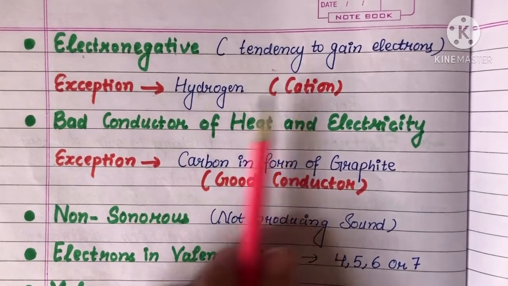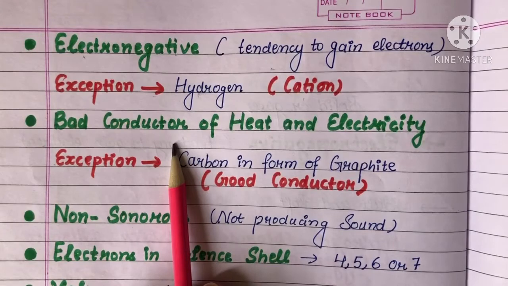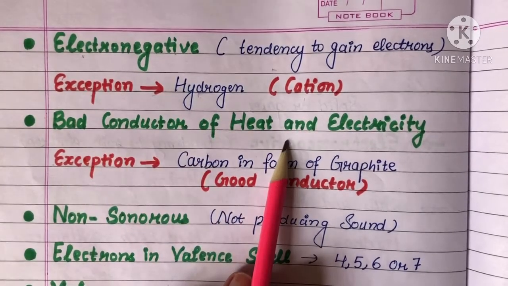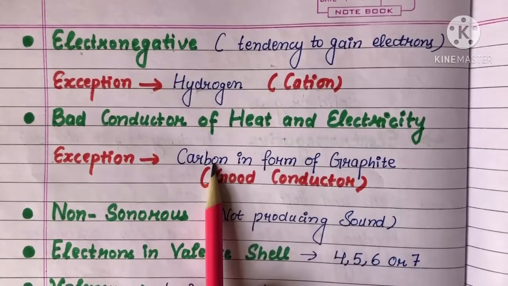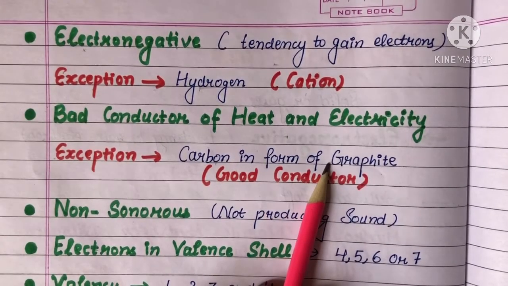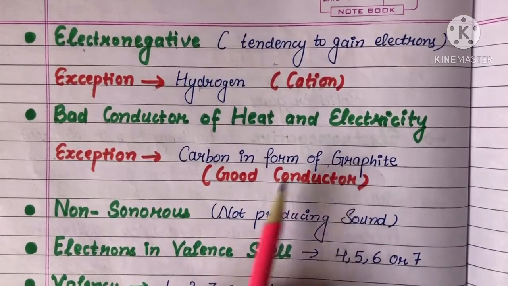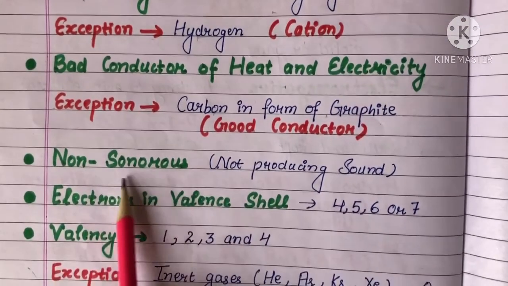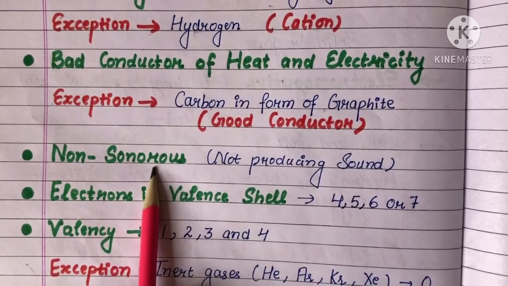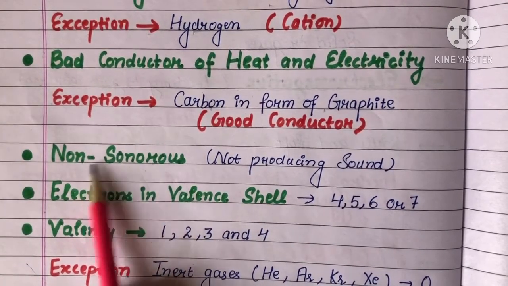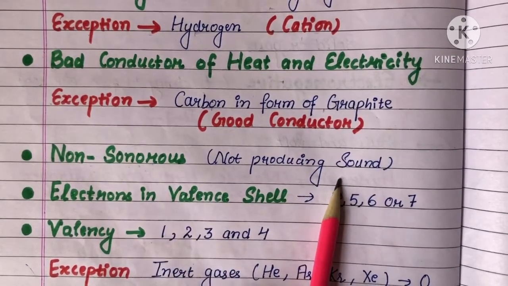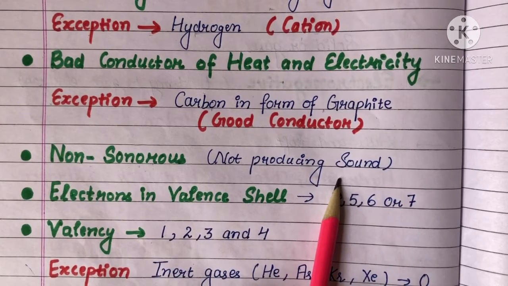Next property is bad conductor of heat and electricity. So mainly the non-metals are bad conductors of heat and electricity, but there is an exception in case of carbon in the form of graphite. Carbon in the form of graphite is a good conductor of heat and electricity. Next property is non-sonorous. Sonorous means producing sound, but non-sonorous means not producing any type of sound. So non-metals are non-sonorous in nature.